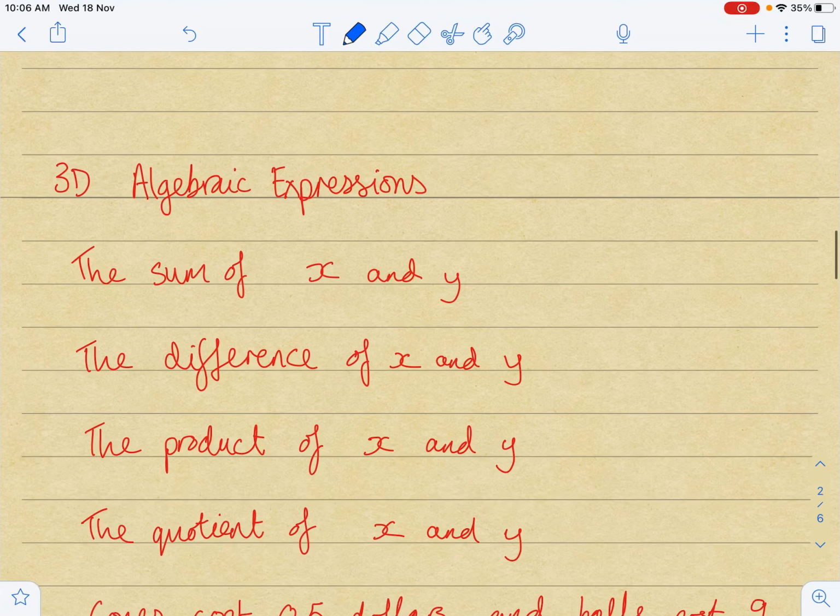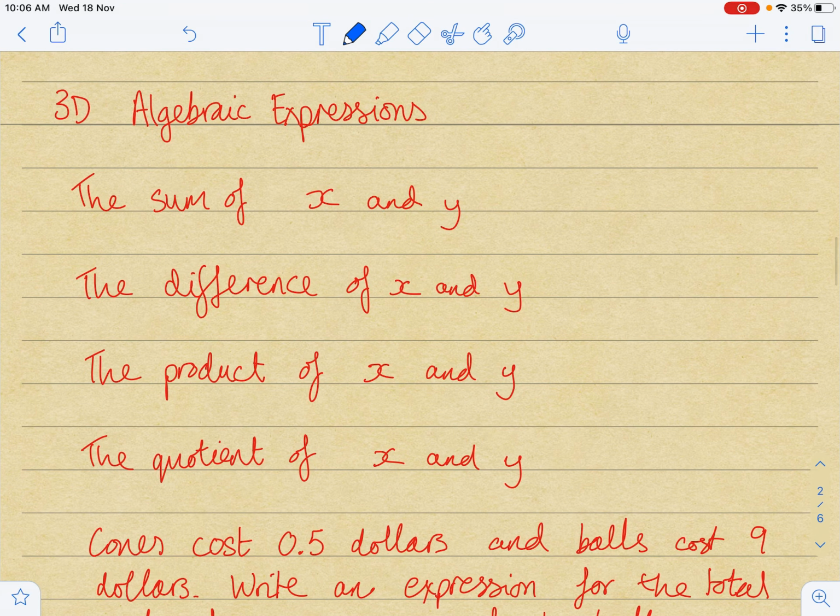Moving on then to algebraic expressions. This is all about language, interpreting language and putting it into algebra. So the sum of, that is addition. You could have the total of, you could have add this, various other ones, but the sum of, we are totaling it up, adding together. The difference, this is subtraction, the difference of x and y.